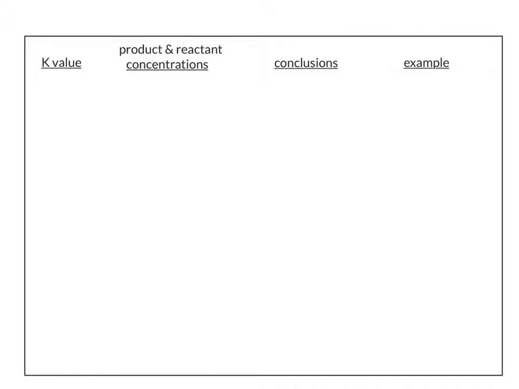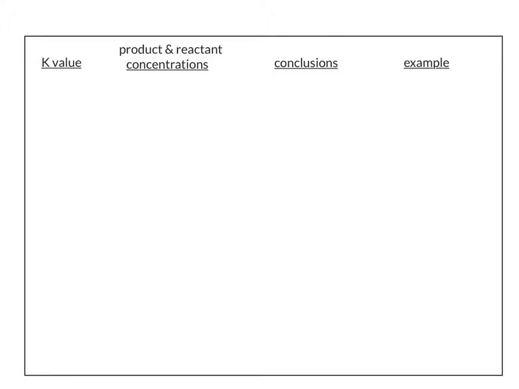We're going to discuss three different scenarios where we look at K values that are much greater than 1, K values that are much smaller than 1, and K values that are approximately equal to 1. And in those three scenarios, we're going to look at the product and reactant concentrations you would expect, some conclusions about the reaction, and then provide some examples of reactions with very large, very small, or moderate equilibrium constants.